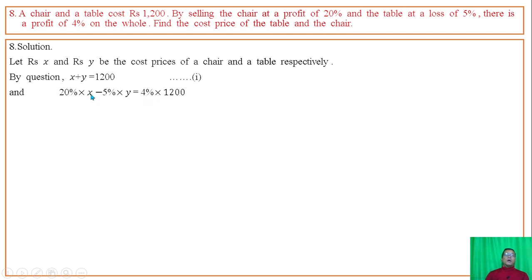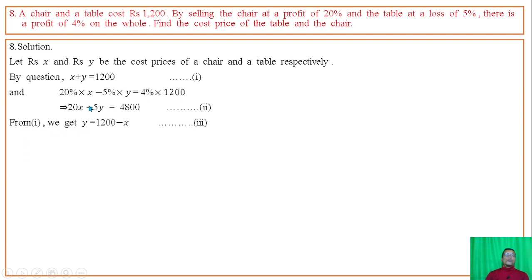20% of x, and 5% of y, which is 5% into y, equals 4% of the whole 1,200. This is equation 2. From equations 1 and 2, using any algebraic method, we solve for y or x.